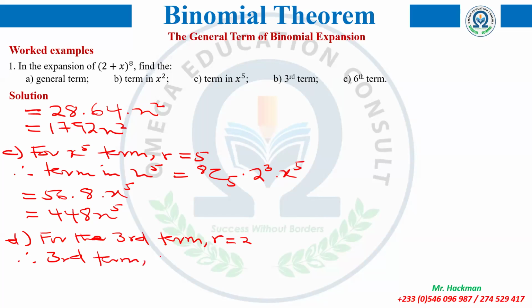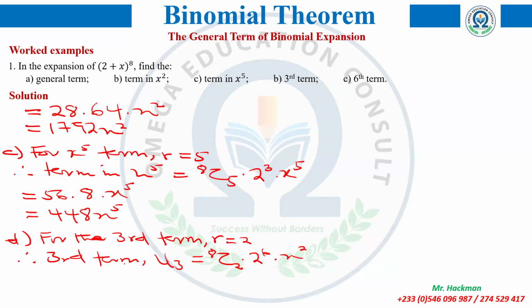Okay, we know u sub 3 must be equal to... Let's go and carry out our substitution. We know our r to be 8, so combination 2. Are you with me? Then 2 to the power 8 minus 2, which is 6, times x to what power? To the x squared. I hope you are with me.